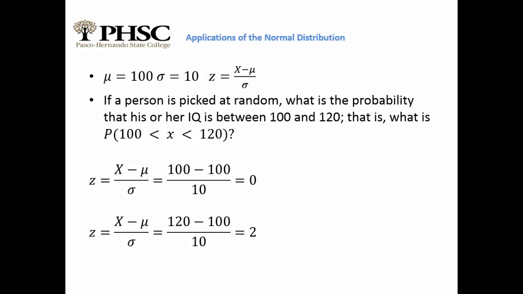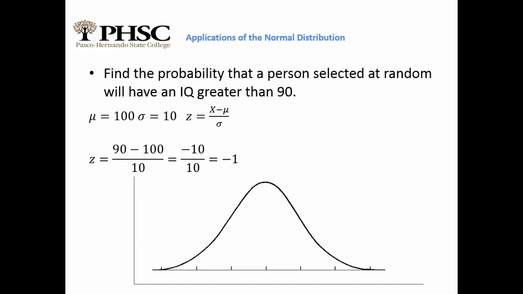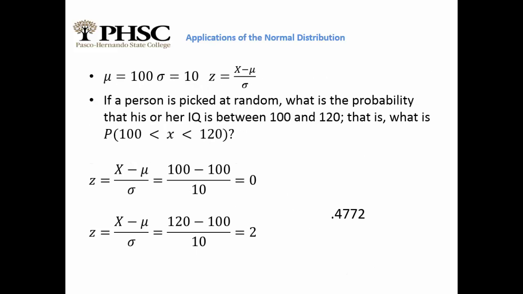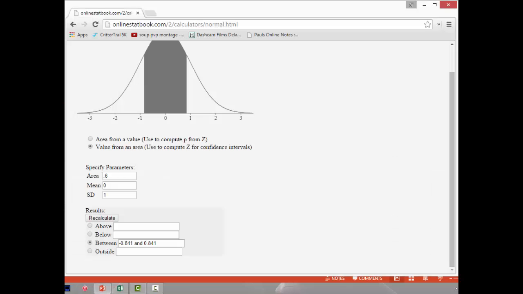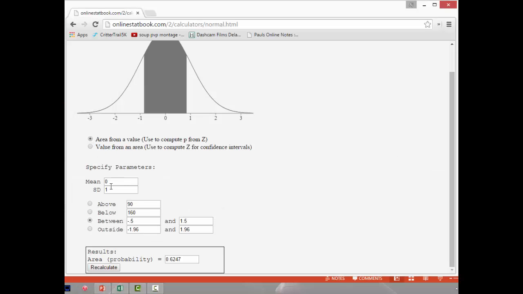So if I convert these two values to z values, I get a value of 0 for 100 and a value of 2 for 120. And then I can use the distribution tables to find this information. So I'm going to show you how to do this using the website. So I converted everything to the standard normal distribution. So 0 and 1, and I'm looking for between 0 and 2. And you can see that I get 0.4772.